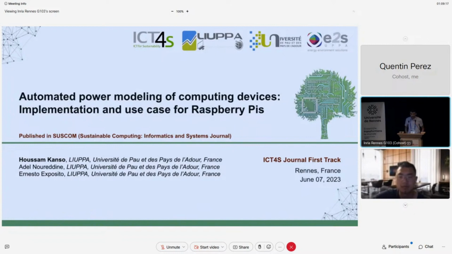Well, I'm going to present myself first. Houssam KANSO. I'm a researcher at the LIUPPA, the Computer Science Lab of the Université de Pau et des Pays de l'Adour, and this paper, entitled Automated Power Modeling for Computing Devices, Implementation and Use Case for Raspberry Pi, it's quite a long title, was published in the Swisscom Journal and co-authored with Adel Noureddine and Ernesto Exposito.